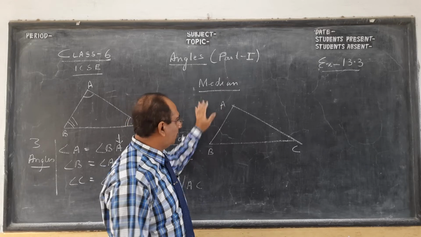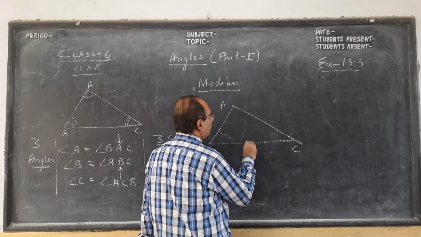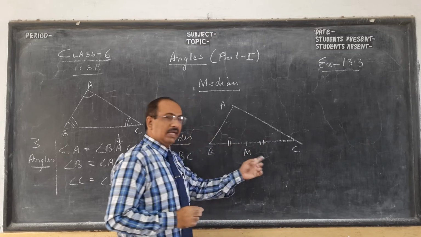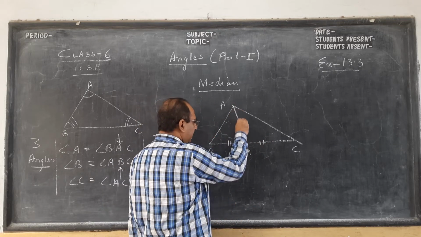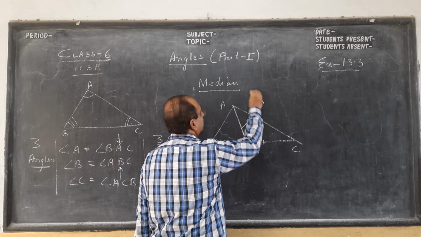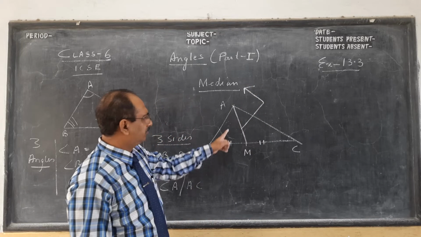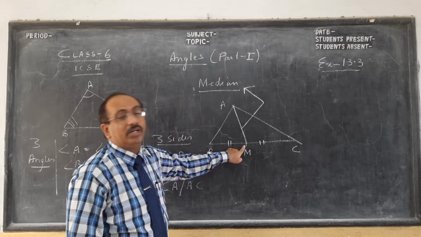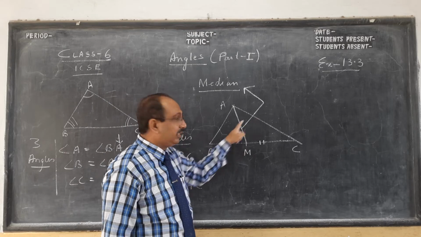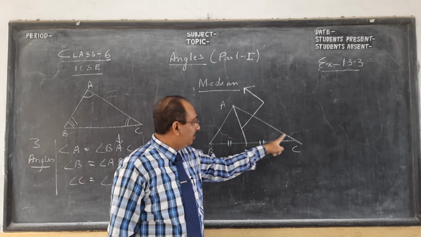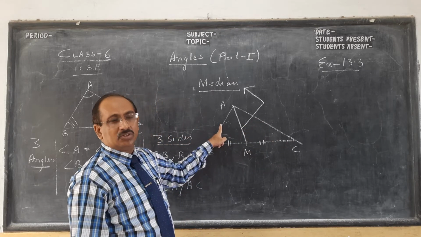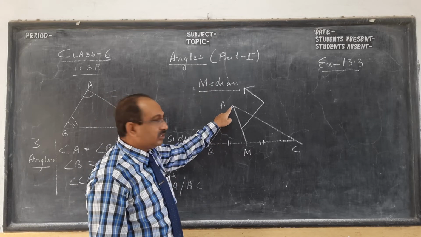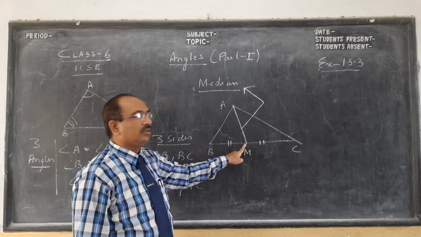Median is a line joining midpoint. So take the midpoint of BC as M, and a line joining vertex to midpoint of the opposite side. This is, children, what is a median. Median is a line joining vertex to midpoint of the opposite side. So there will be 3 medians, from here to the midpoint of this, from here to the midpoint of this. So once more, a median is a line which joins a vertex to the midpoint of the opposite side.